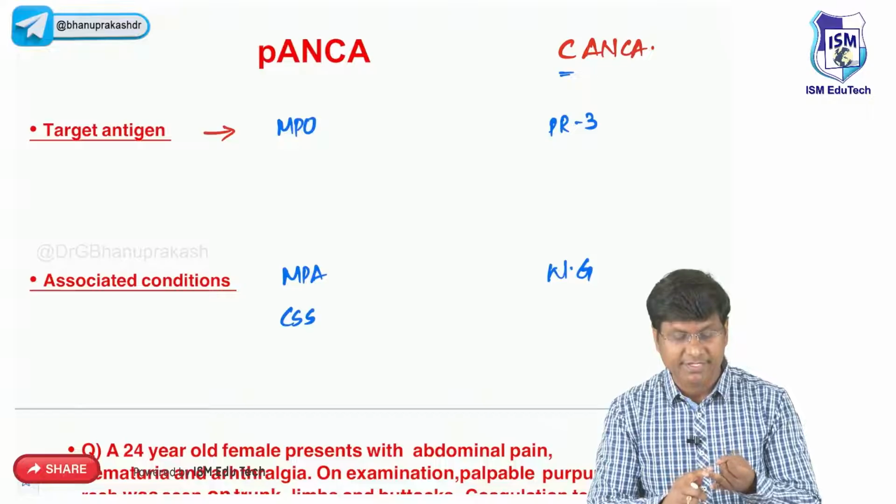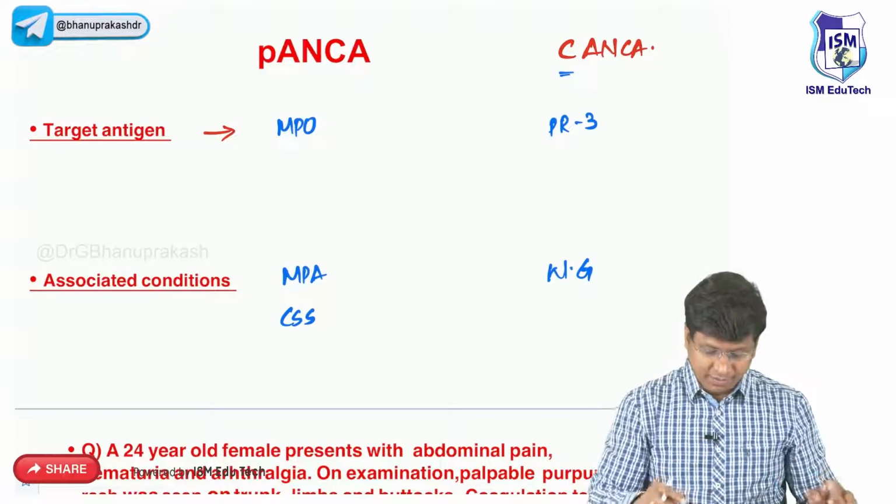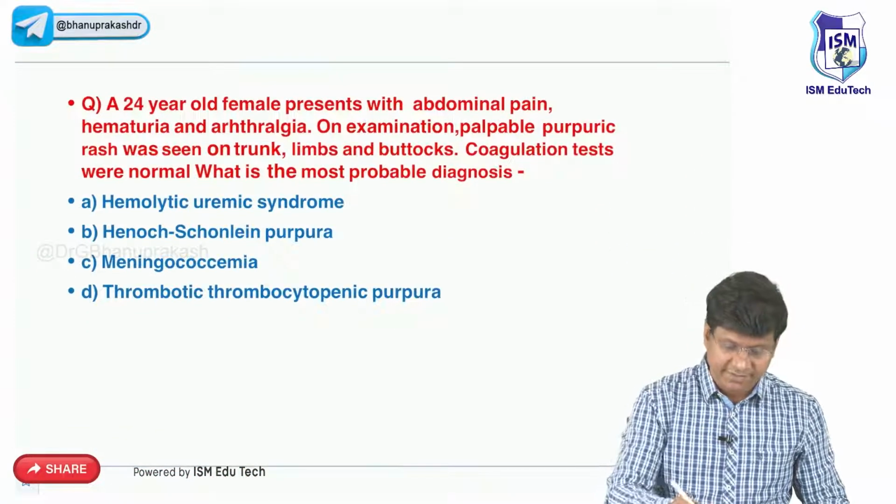Now, these are the various ways by which you can classify the vasculitis: based on the size of the vessel, based on the type of the inflammation, based on the antibodies. Now, followed by that, let us try to discuss the individual forms of the vasculitis.